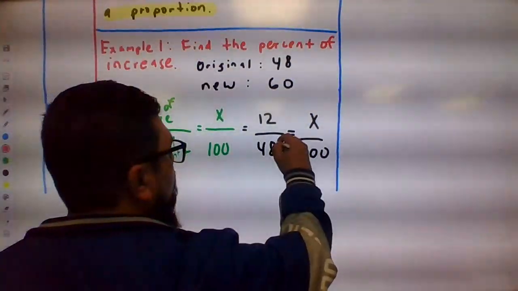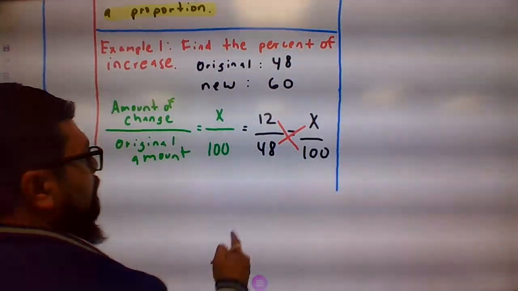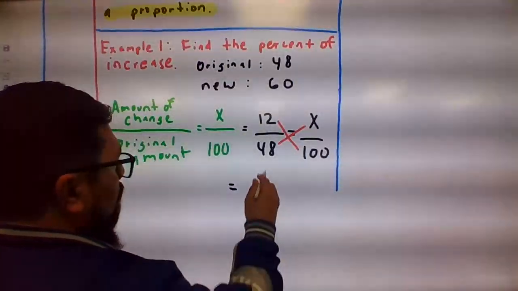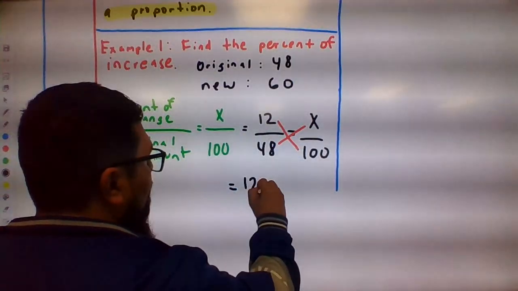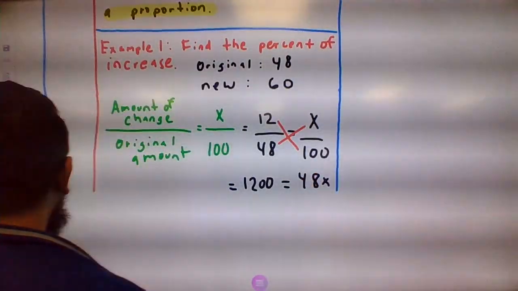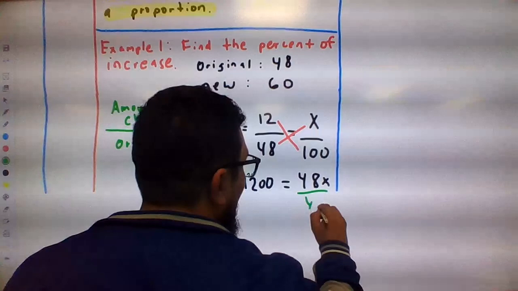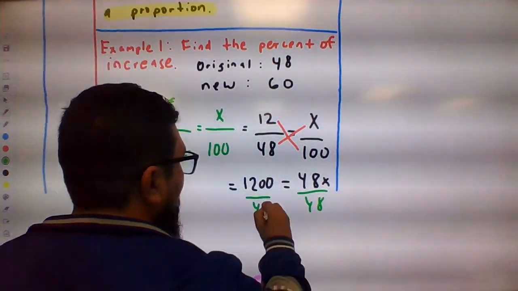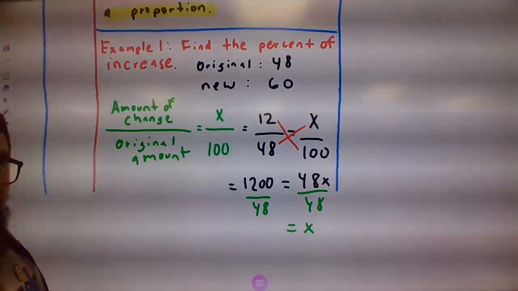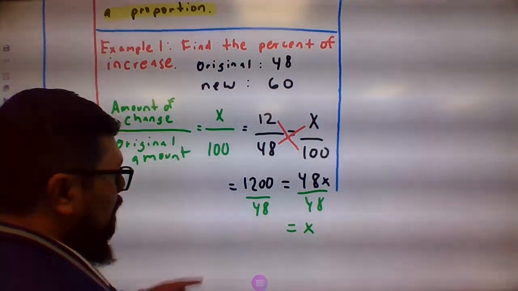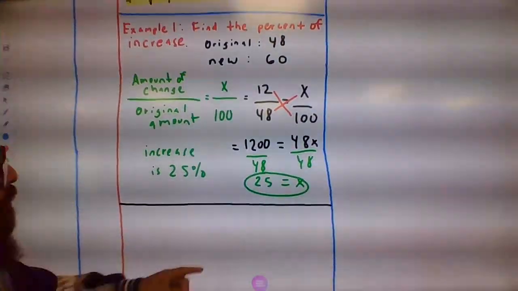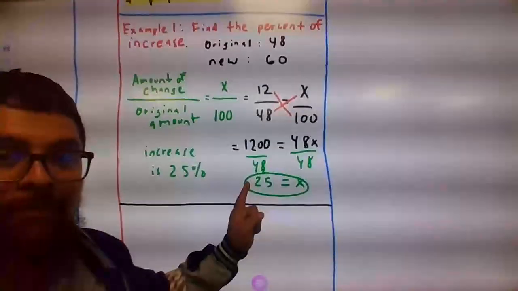What we're going to do first is use the cross product. So 12 times 100 is 1200, and then this is 48x. After that, you divide by 48. Divide by 48. Then you get your answer here. It looks like x equals 25. So that's the percent increase.